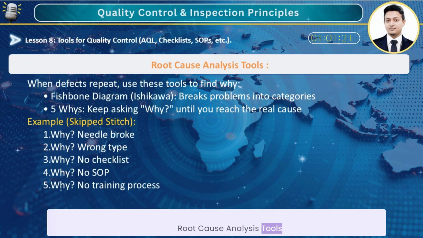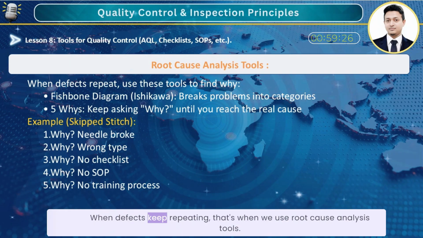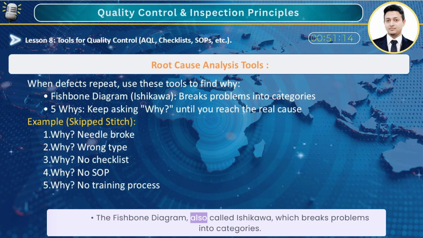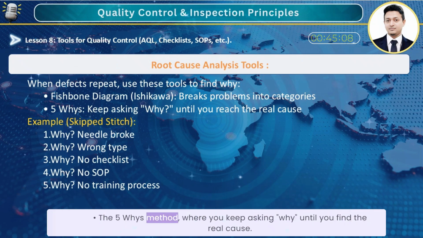Root cause analysis tools. When defects keep repeating, that's when we use root cause analysis tools. Two common methods are the fishbone diagram, also called Ishikawa, which breaks problems into categories, and the 5 whys method, where you keep asking why until you find the real cause.